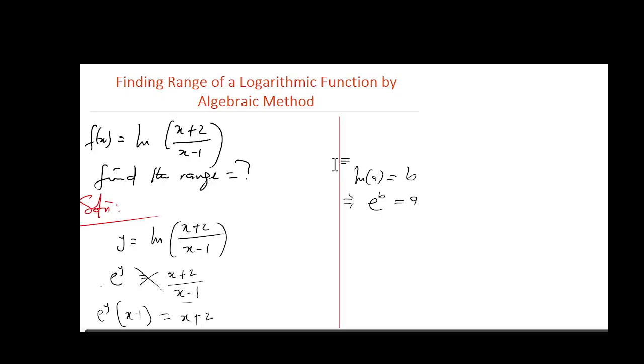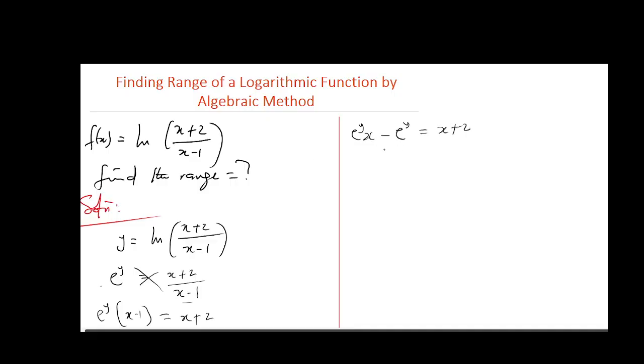Now, if we go further to expand the left-hand side of the equation, e to the power of y multiplied by x will give us e to the power of y times x, minus e to the power of y, because e to the power of y multiplied by minus 1 will give us minus e to the power of y, equal to x plus 2.